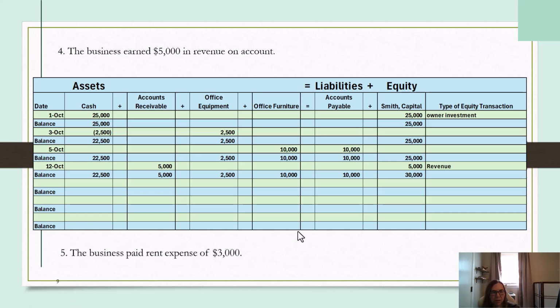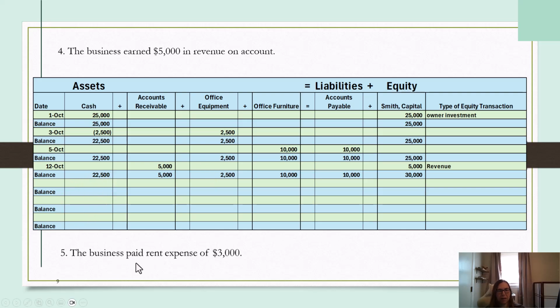This time the business paid rent expense of $3,000. So this is an expense, and we're just putting expenses in this capital column. So it's going to subtract 3,000 here. Because think about it, if they have to pay an expense, that takes away from the owner's investment. That would take away from their income. And then we're also going to take away from cash.